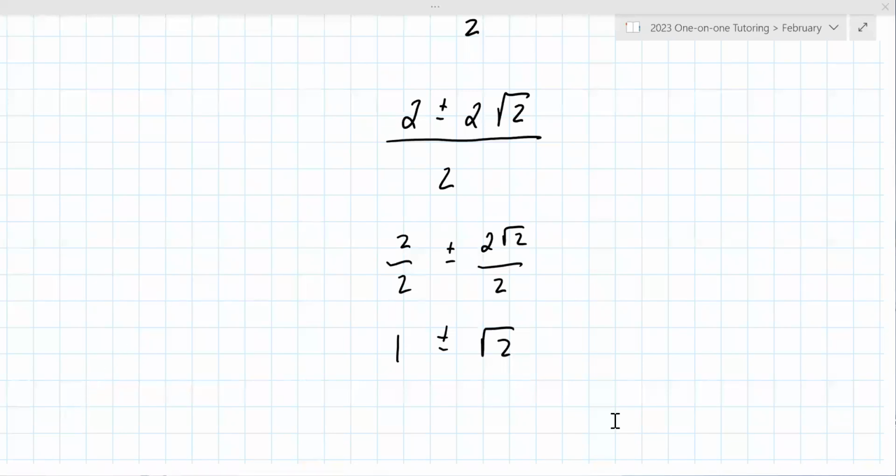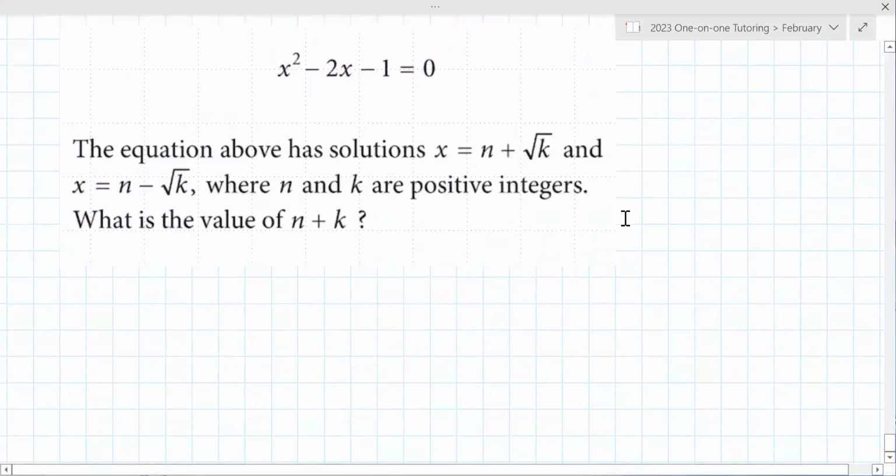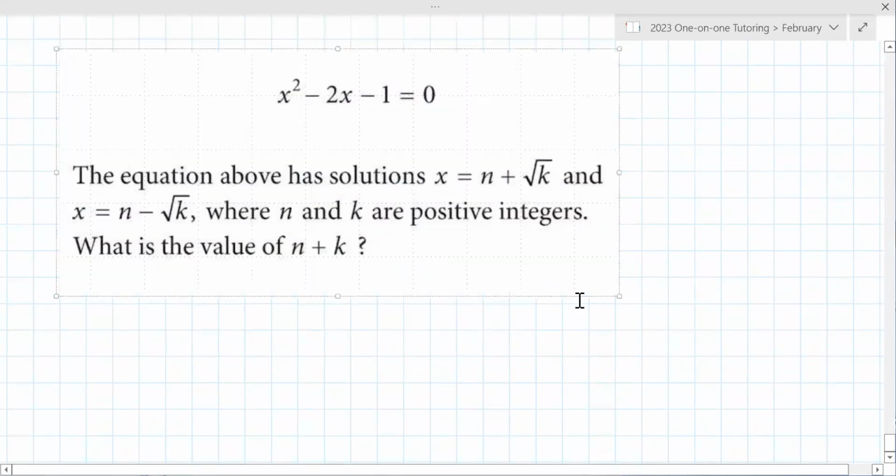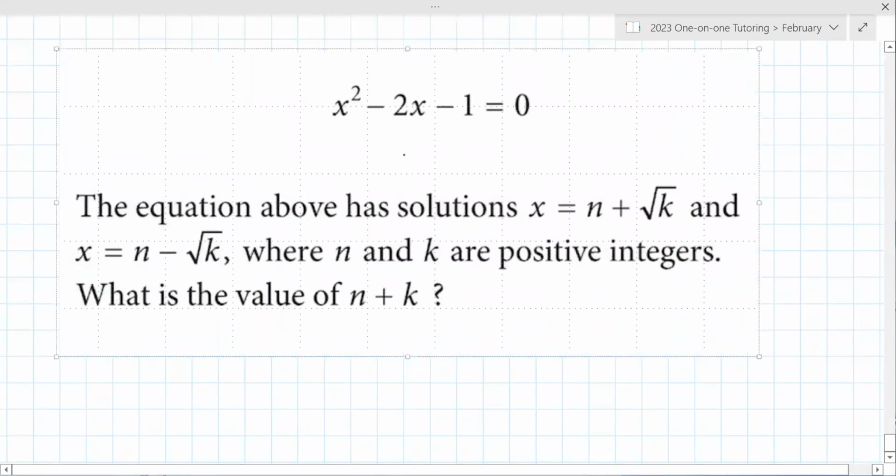You've done most of the heavy lifting here. So it's the same thing, but it gives you a little more. Let me write out that we know that x equals 1 plus or minus the square root of 2. We found that solution. The equation above has solutions x equals n plus square root of k and x equals n minus square root of k, where n and k are positive integers. What is the value of n plus k?